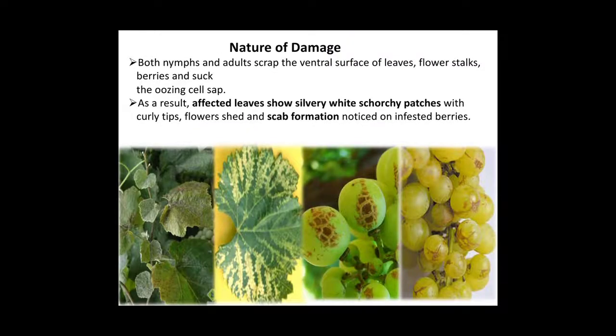The next point is how this pest damages the grapes. Both nymphs and adults scrape the ventral surface of the leaves as well as flower stalks and berries, and suck the oozing cell sap. As a result, affected leaves show silvery white scorchy patches with curly tips, flower shed, and scab formation is noticed on infested berries. This is the characteristic damage symptom by the thrips, that is scab formation on infested berries.